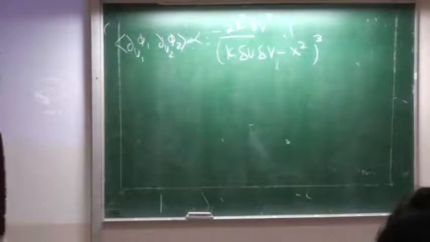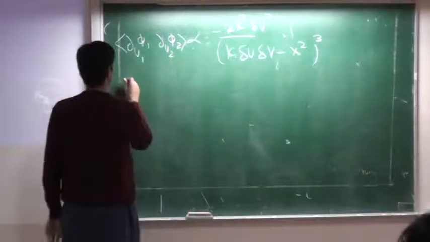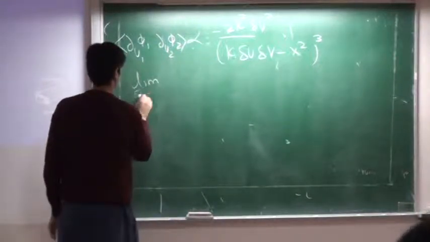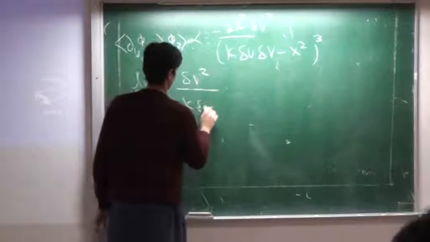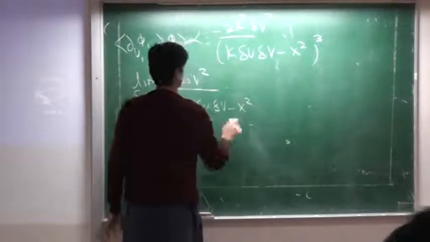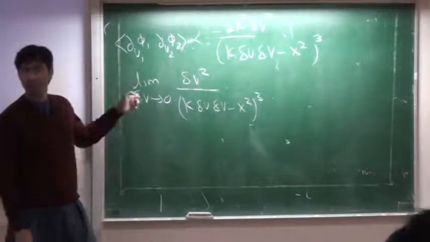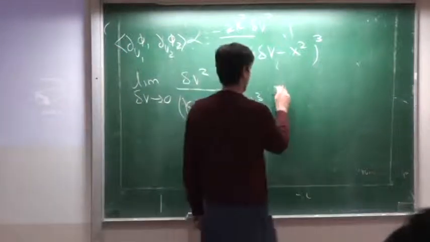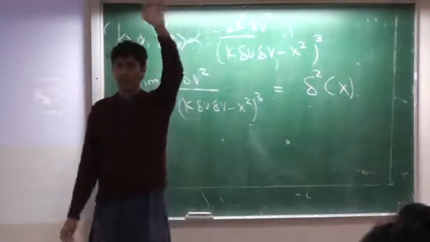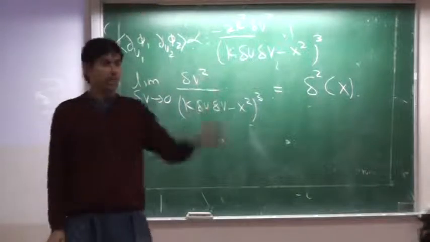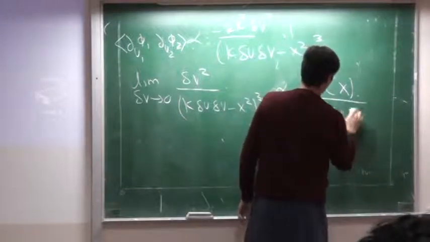Okay. Good. Now here's a statement. Take the limit of this guy. Take the limit as delta v goes to 0. Okay, the limit as delta v goes to 0 is given by delta 2 of x. X is a two-dimensional coordinate, right? Because x has 2 other dimensions left. A u, v, and then there are 2 other dimensions. It becomes delta 2 of x proportional to delta u.